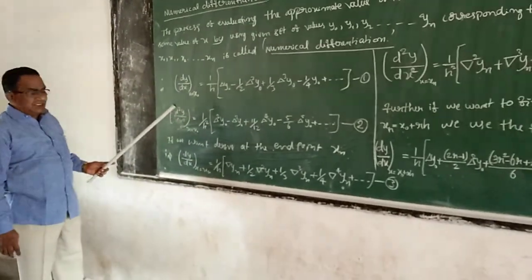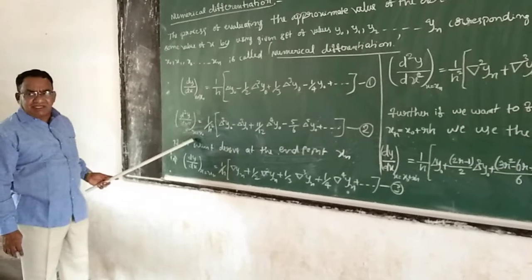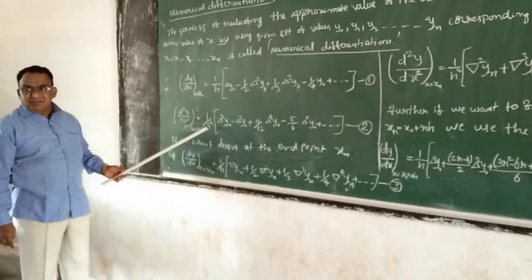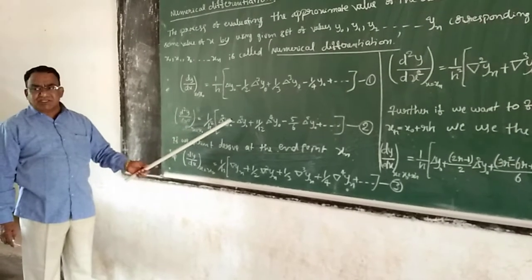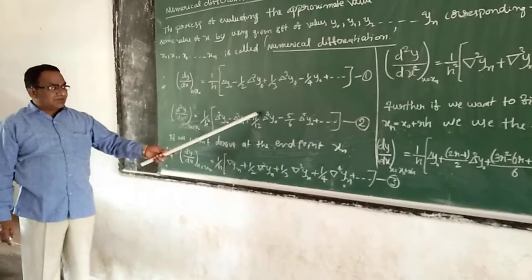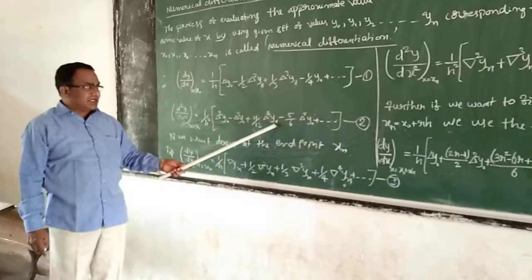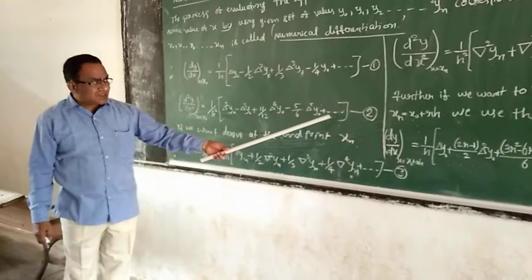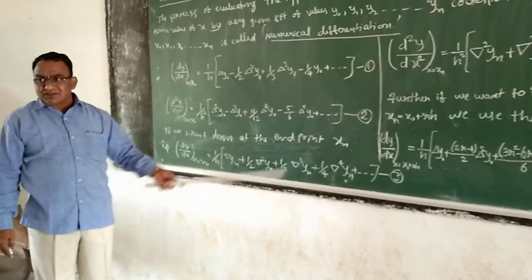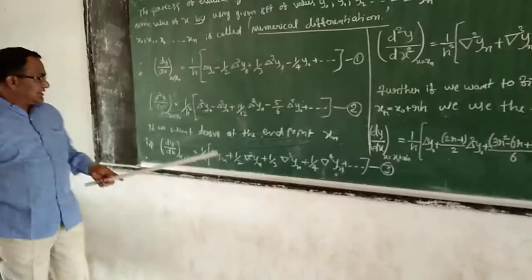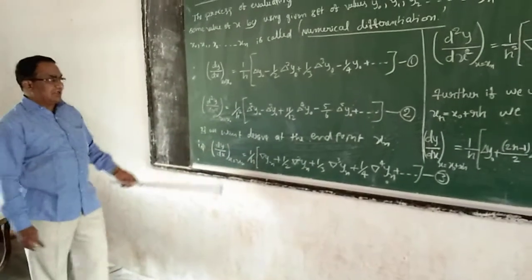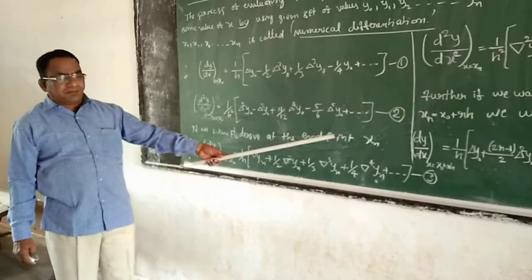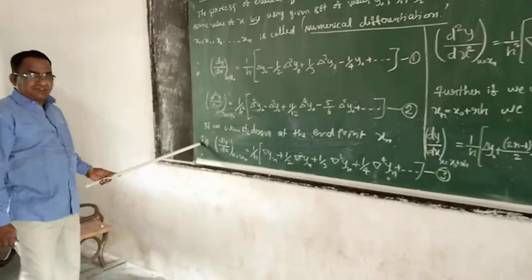Similarly, for the second derivative, d squared y by dx squared at x is equal to x0, we have this formula: 1 over h squared into delta squared y0 minus delta cube y0 plus 11 by 12 into delta to the power 4 y0 minus 5 by 6 into delta to the power 5 y0 plus minus and so on. And this is your second formula. Next, if you want the derivative at the end point, say xn, then you must use this formula.